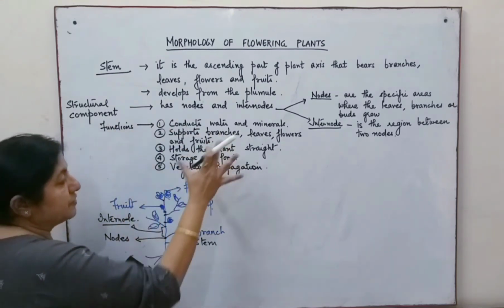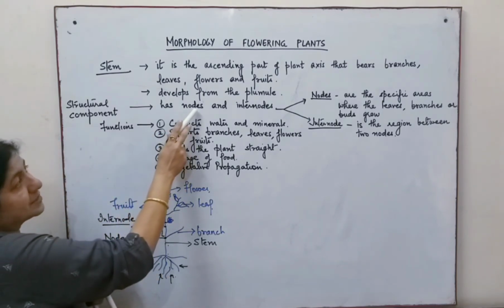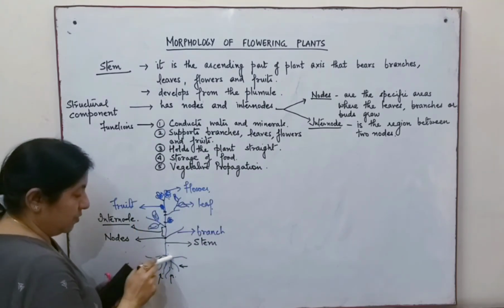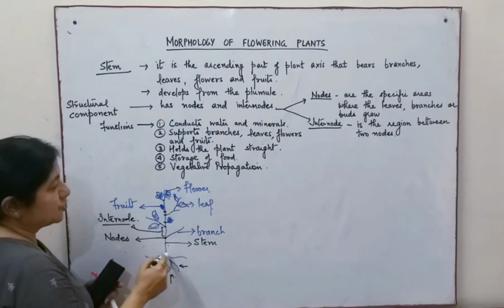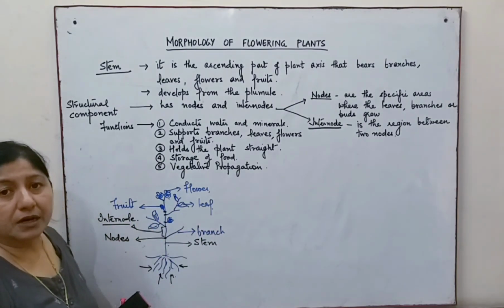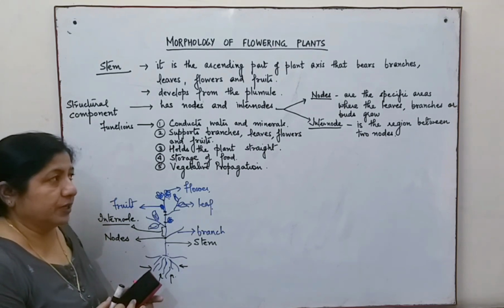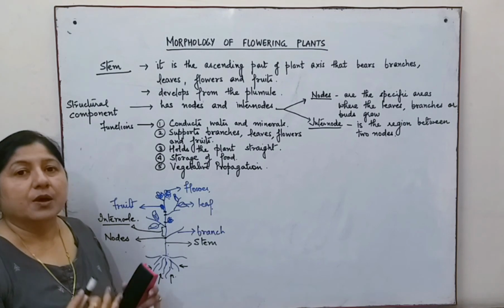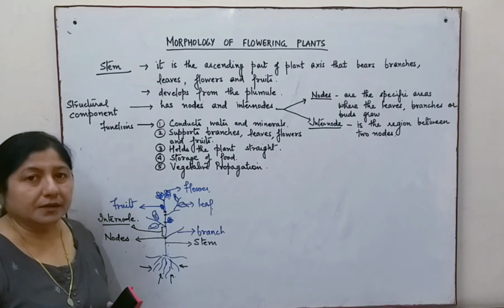So this is a brief introduction to the structure of the stem, where the structural components are the nodes and the internodes. The stem originates from the plumule, and it is the main structure bearing all the other important structures, which in turn perform important functions for the sustenance or maintenance of the plant body. In the next video, we will be talking about the various modifications of the stem, where it is modified to suit different kinds of habitat or requirements of the plant body.